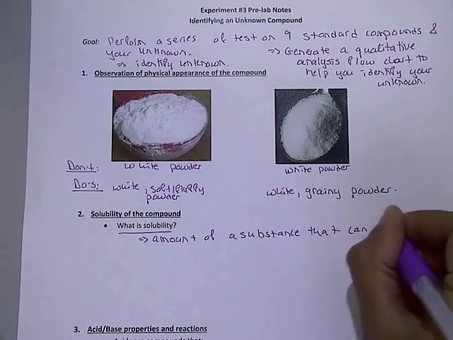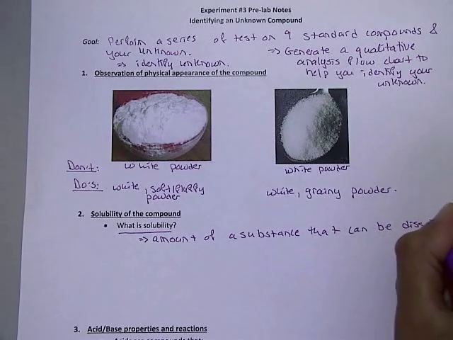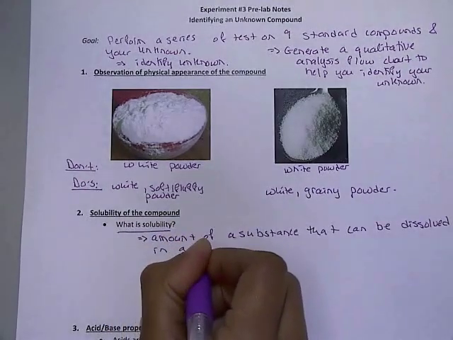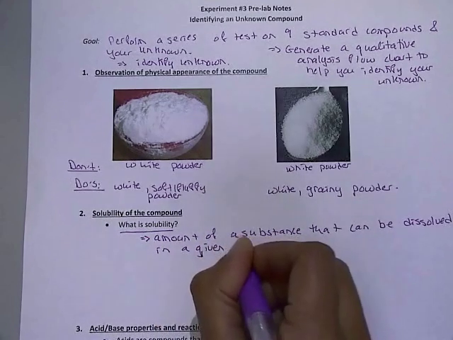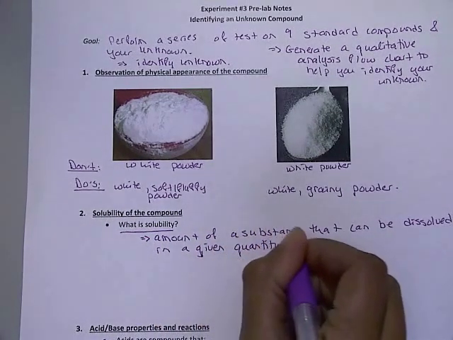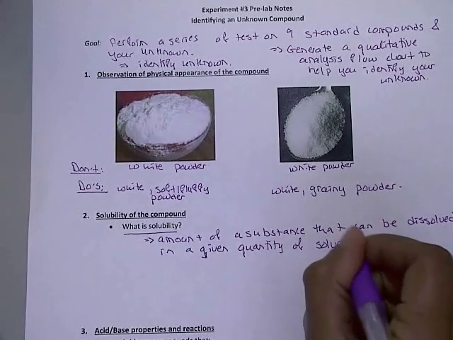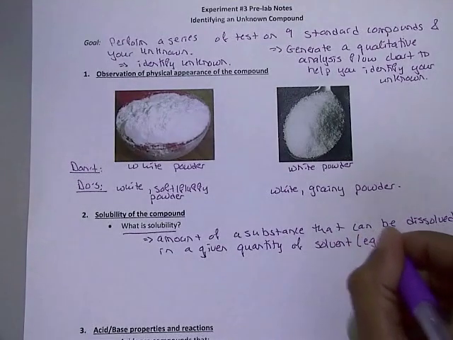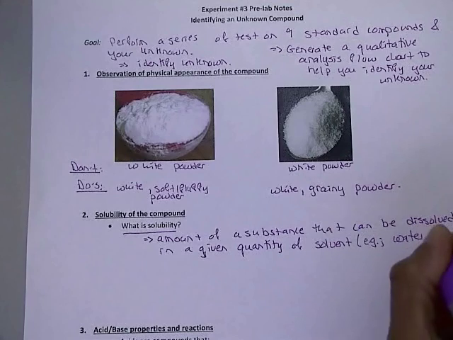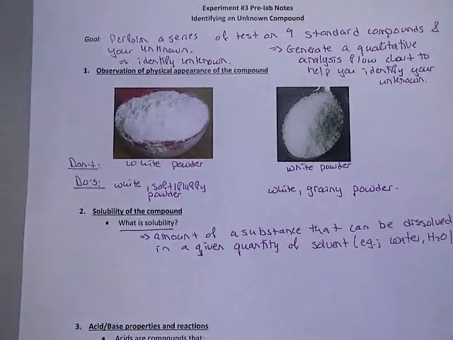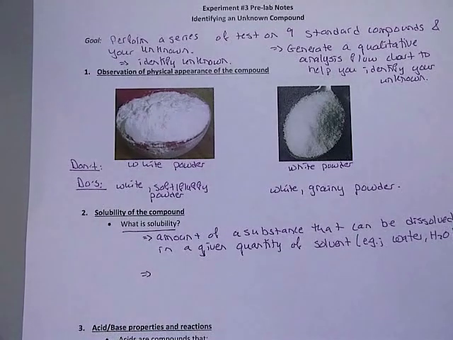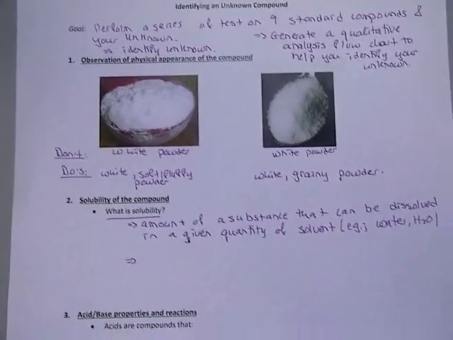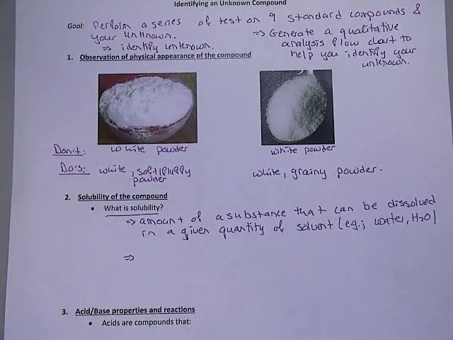that can be dissolved in a given quantity of solvent. So early on we talked about solute and solvent. In this lab, your solvent is water, H2O. One thing that's really important to note: it's not just adding an amount of solvent into your solute, or an amount of powder into your water, and watching it, thinking it's going to dissolve on its own. No, sometimes you actually have to stir it, sometimes you have to mix it.